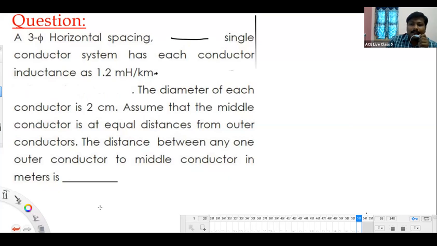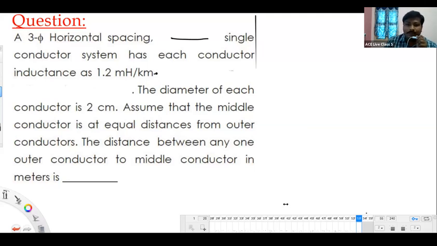The formula for L per phase is 0.2 ln of GMD by GMR, where GMD is the cube root of DAB, DBC, DCA. I can use this only for a transposed system carrying balanced currents, but he didn't give it. Kindly listen, don't guess. In this problem, he didn't mention transposition or balanced currents. Even so, we have to assume them and proceed with the same calculations as in the previous problem.